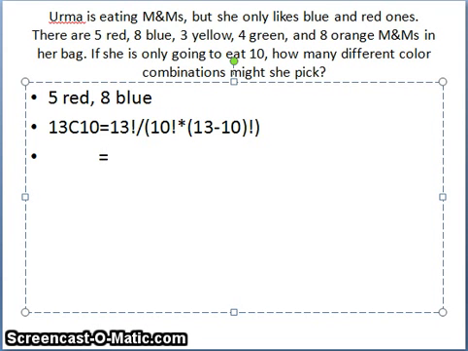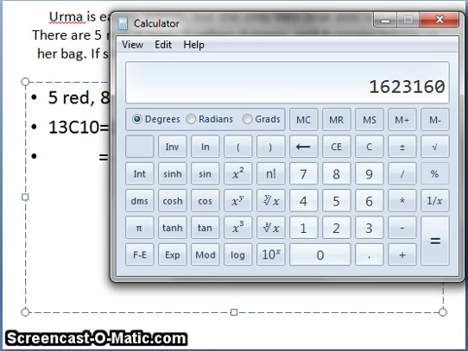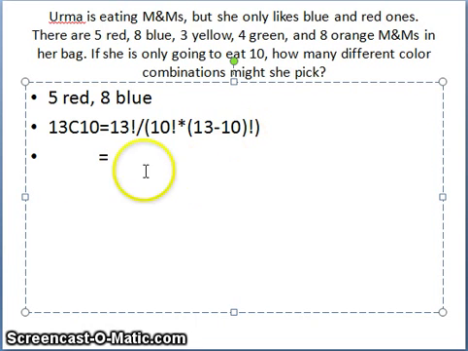13 factorial probably is not too big, so let's go ahead and see what that is. Oh, actually that's a little bit big, huh? Okay, so we aren't going to do that. We're going to just say 13 factorial because that's too big for us to be writing out. Divided by, and again, we know 10 factorial, we'll just leave it that way. But we can do the 13 minus 10, which is 3.